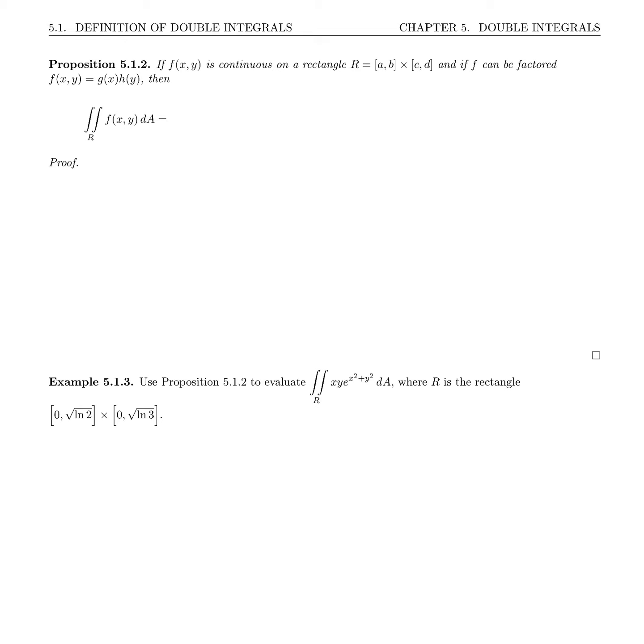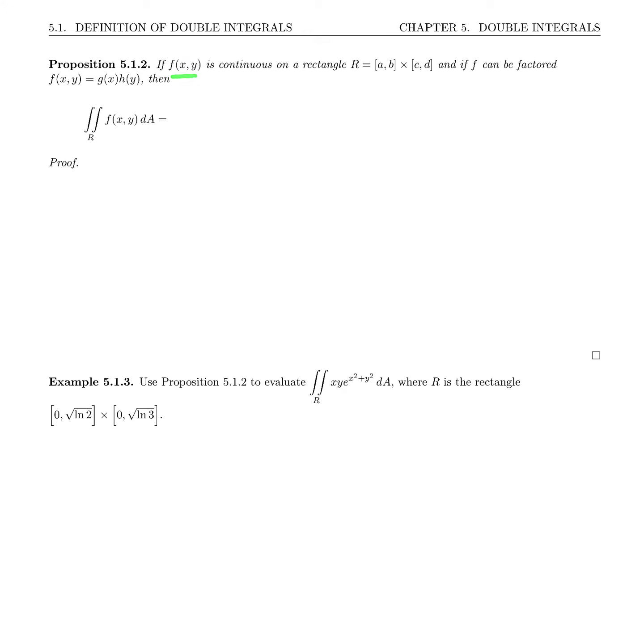In this video, we're going to do proposition 5.1.2, which is a very nice proposition about a special case where function f is continuous and can be factored. And we're going to do example 5.1.3, which demonstrates the use of this proposition. So let's start with 5.1.2 here.